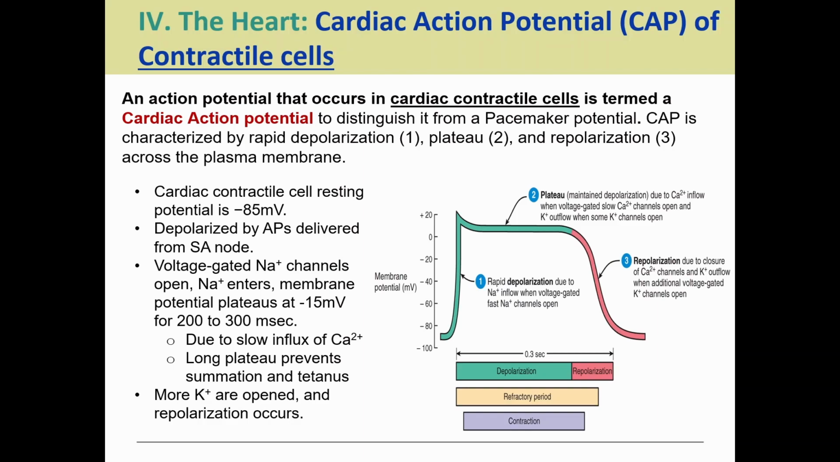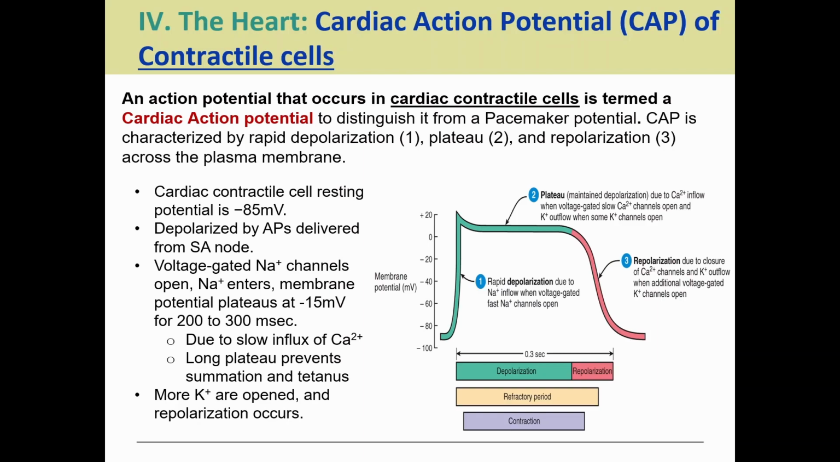The action potential in cardiac contractile cells is called a cardiac action potential, and this is different from a pacemaker potential. This goes through rapid depolarization, and then we have a plateau. So this is going to look a little bit different, because rather than depolarization, repolarization, where we go up and then back down, we go up, we hang out, and then we come back down, right? So there's a much slower transition from depolarization to repolarization.